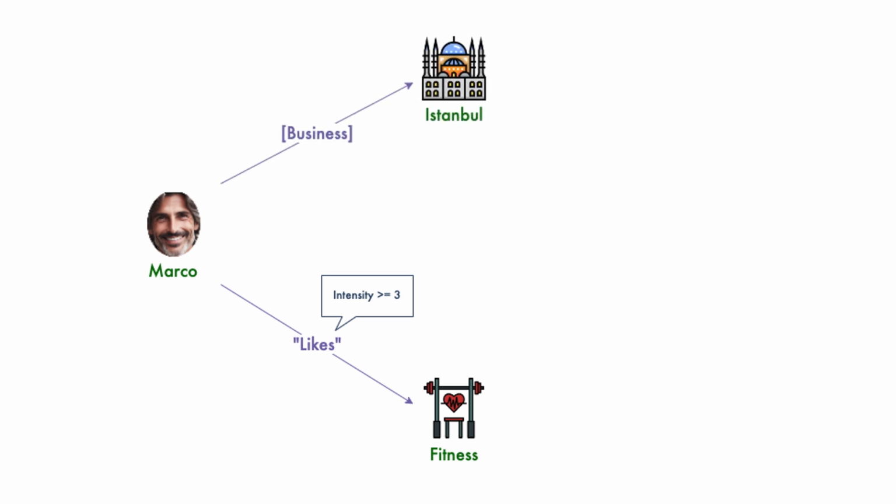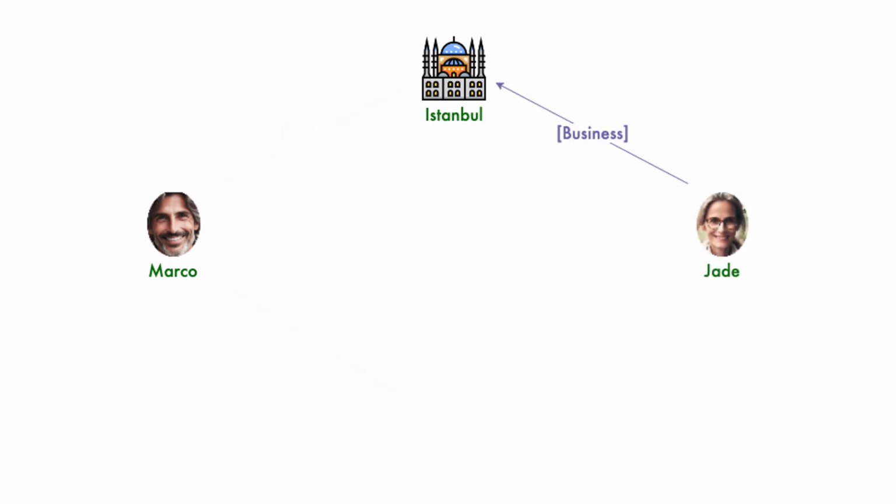Since our goal is to make introductions based on shared interests and travel experiences, we're examining where Marco has traveled. One place he's visited on business, which based on its bracketed display is a class-based connection, is Istanbul. Of course, in a real-world scenario, we would be evaluating all of his travel connections, not just this one. Concurrently, our search is looking for other people who've traveled to Istanbul on business. Jade is one example, but there could be many more.